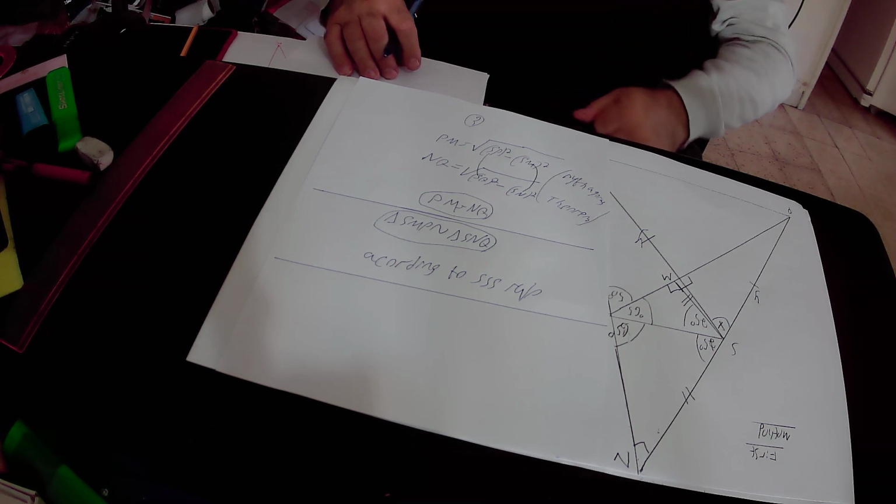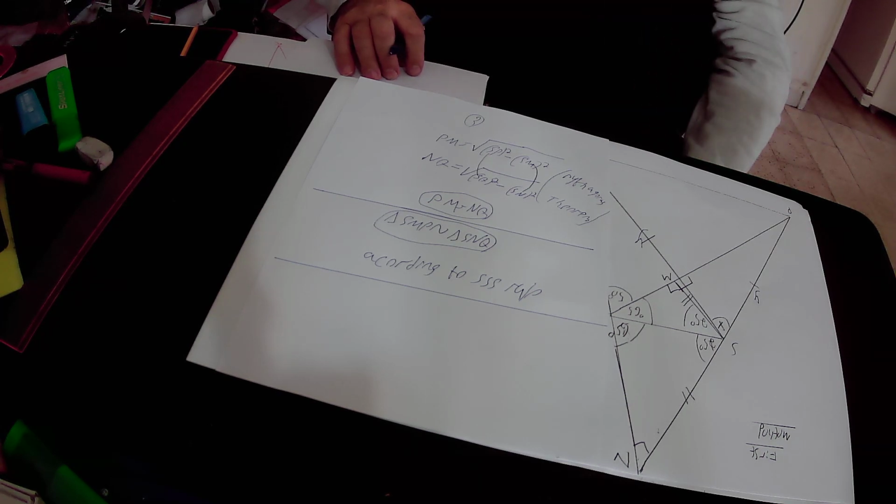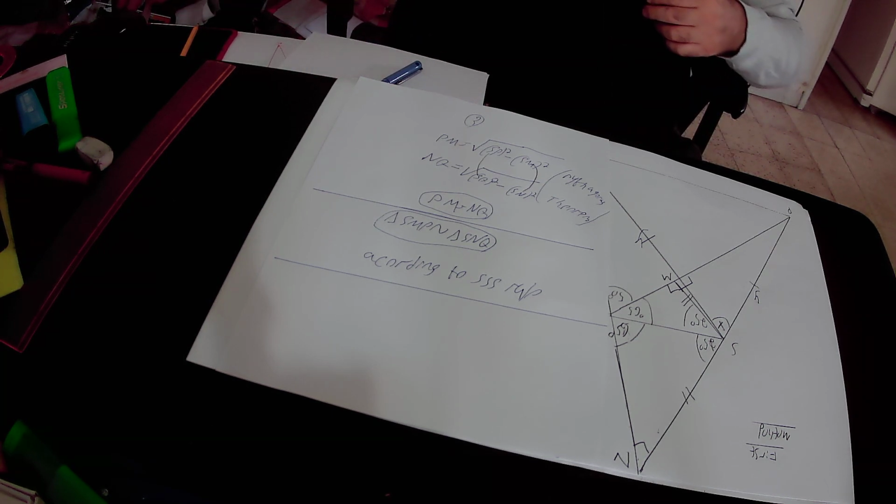So what is the side rule? Actually, if you prove that three sides of one triangle are correspondingly equal to three sides of another triangle, then you have proved that those two triangles are congruent according to the side rule. Okay?